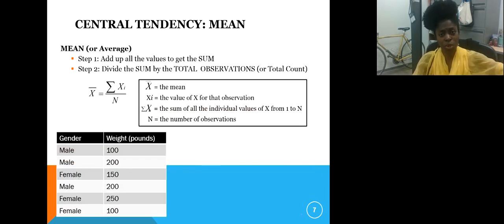Now the third thing we're going to look at in terms of central tendency is the mean, also known as the average to a layperson. The mean, we know, we just add up all the points, we divide by the total number of people, right? And we get our mean. Just that simple.